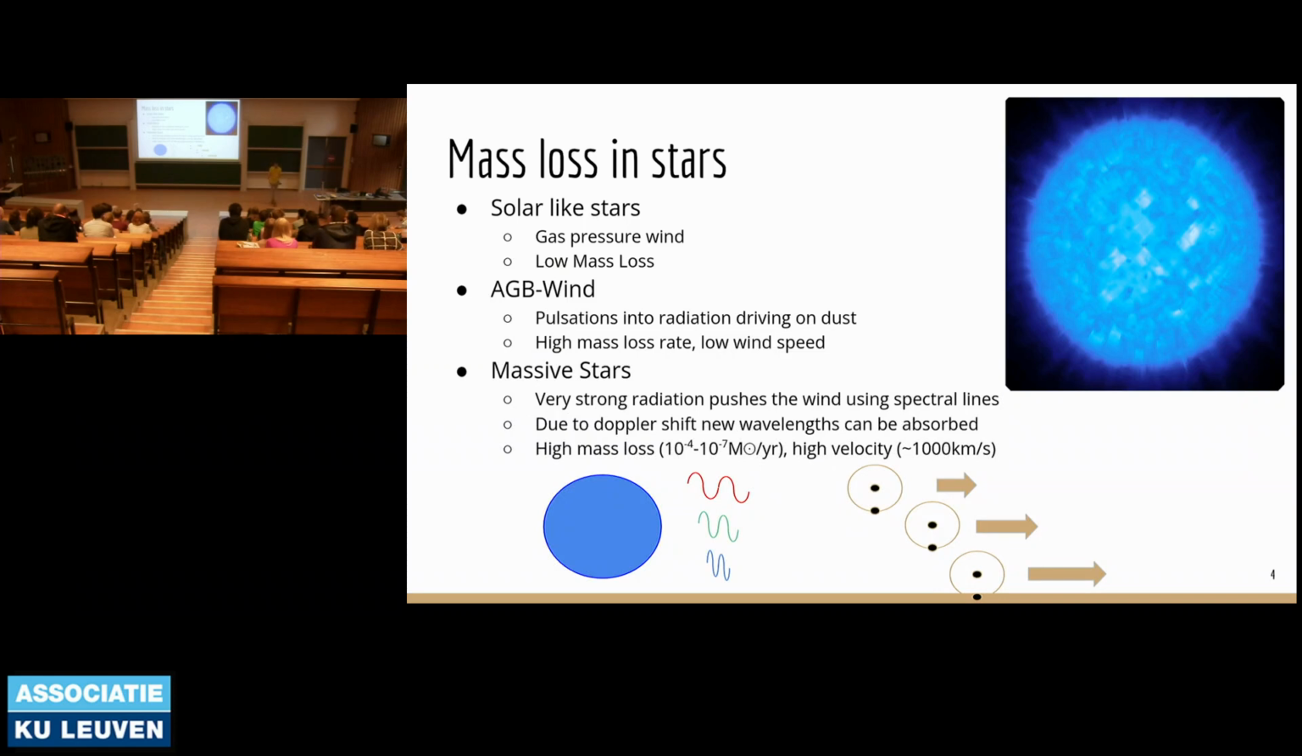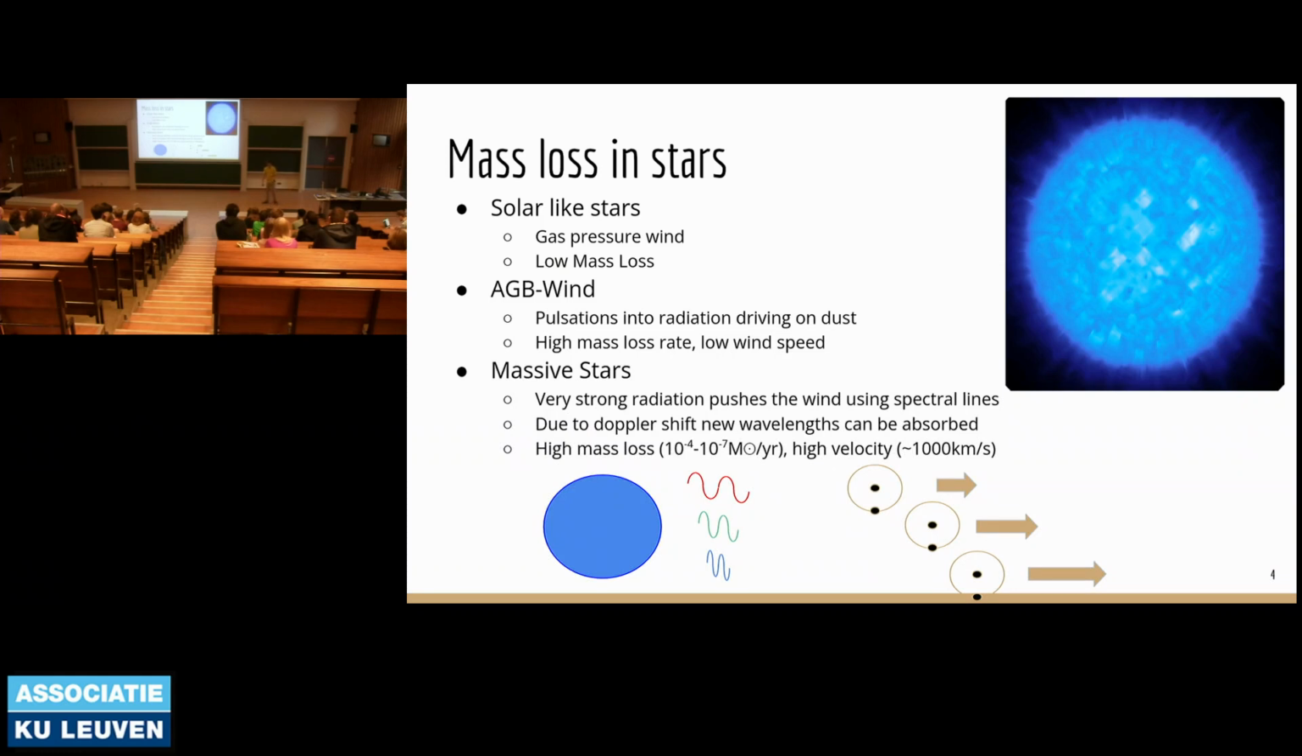AGB winds, totally different kind of wind. There you actually get material far enough away from the hot center of the star that is able to form dust in some way, and then this dust gets driven by actual just radiation pushing on it, and that just escapes. That gives you high mass loss rates, 10 to the minus 7, something along those lines, but it gives you low wind speed as well, usually a couple tens of kilometers a second, if I'm not mistaken.